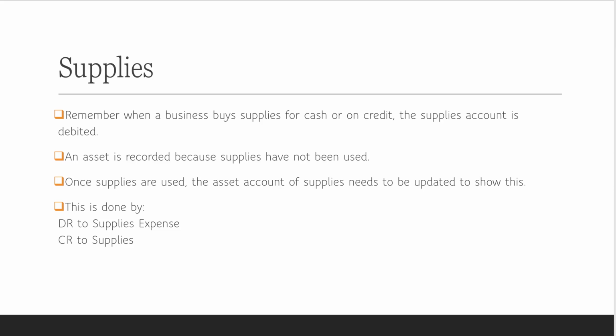as we originally said. So once the supplies are used, we can go ahead and make an adjusting entry that's going to be a debit to supplies expense and a credit to supplies. So we're saying, okay, we've incurred this expense of using up supplies, and then we are crediting the asset account to bring the value of it down.